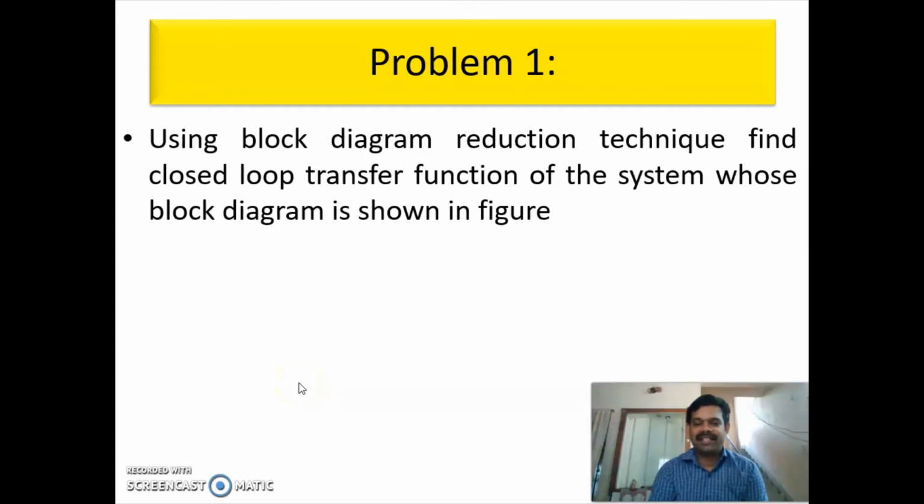So in the previous class, we have studied the rules for the block diagram reduction. So today we are going to see a problem. In this problem, we are using the rules and reducing the block diagram and finding the closed loop transfer function from the given block diagram. So the question is, using block diagram reduction technique, find closed loop transfer function of the system whose block diagram is shown in figure.